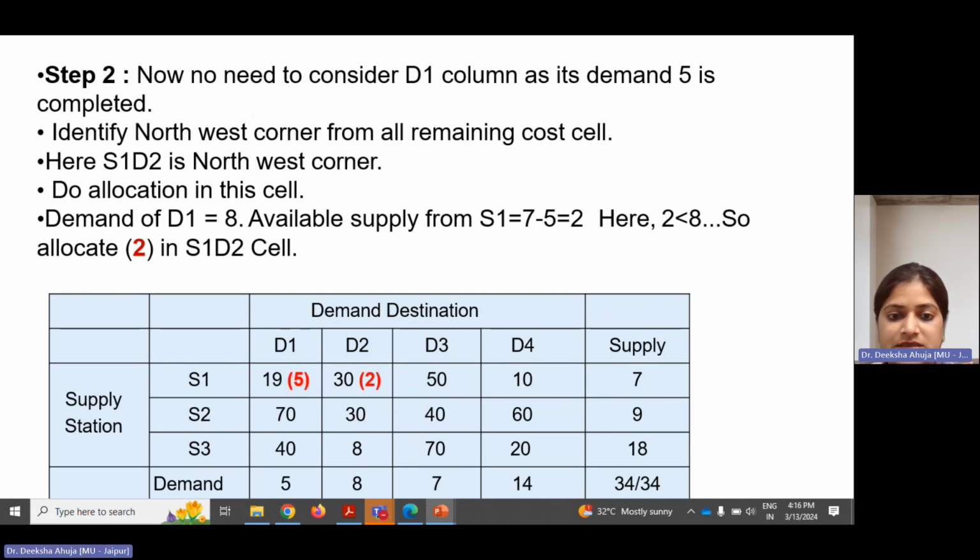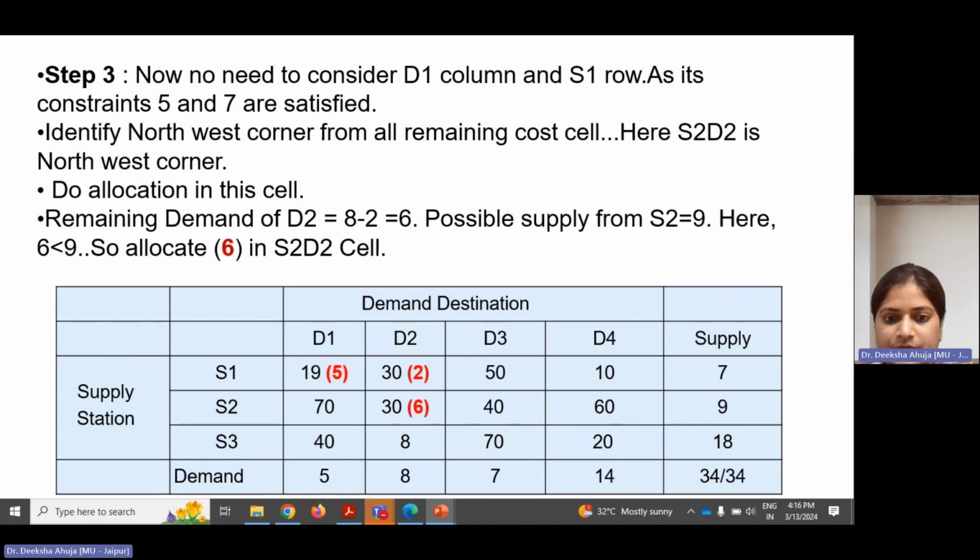So the next northwest corner will be this one, S2 and D2. We had already given 2 to the previous cell, so the balance of 6 is left out. We can see that 6 is here and 9 is here. So 6 will be allocated in this S2 and D2 cell. Here I have allocated the value 6 to this cell.